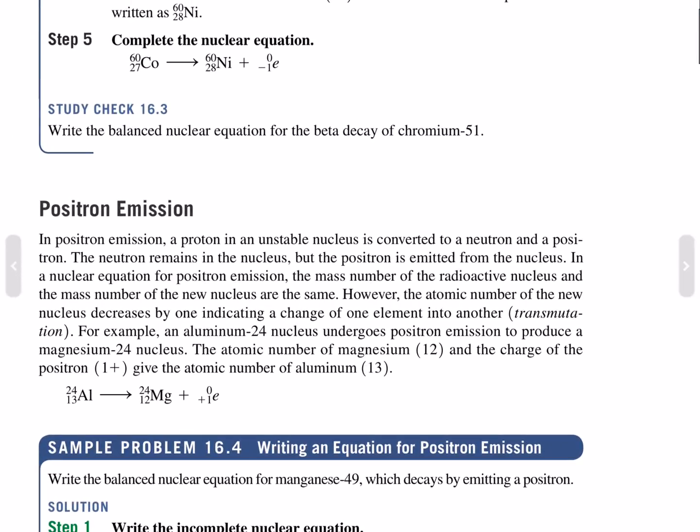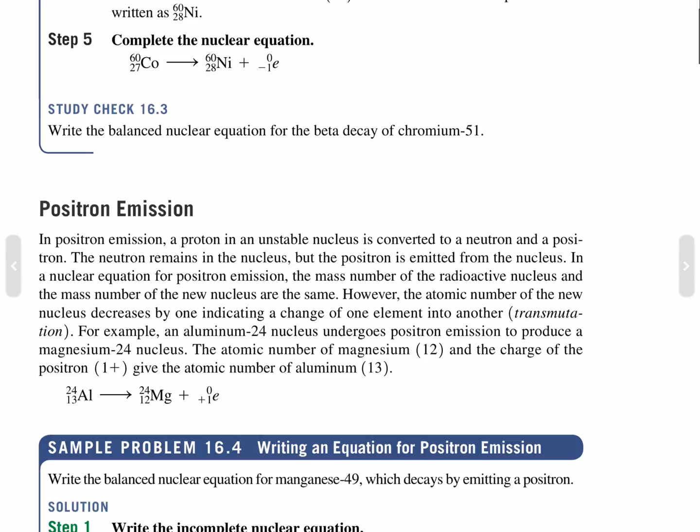Positron emission. In positron emission, a proton in an unstable nucleus is converted to a neutron and a positron. The neutron remains in the nucleus, but the positron is emitted from the nucleus. In a nuclear equation for positron emission, the mass number of the radioactive nucleus and the mass number of the new nucleus are the same. However, the atomic number of the new nucleus decreases by 1, indicating a change into an element of another transmutation.